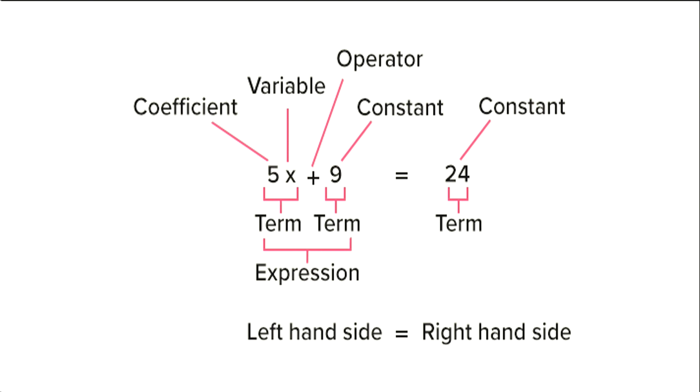In the example given on the screen, 5x is a term, 9 is also a term, and 24 is also a term. Here 5x plus 9 is combined using the operator called the plus sign. In 5x, 5 is the coefficient and 9 is a constant. 5x together is called a term, 9 is also called an algebraic term, and 24 is a constant, known to you, also called a term. Here 5x plus 9 together is called an algebraic expression. 5x plus 9 in this case is the left hand side and 24 is on the right side of the equal sign, that is why it is the right hand side.